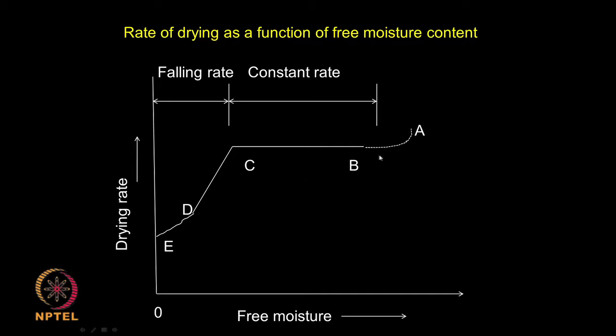Initially you have plenty of water on the surface, so water is evaporating fast, that is why you have constant drying rate. But once that has depleted, water that is present inside the solid inside the capillaries has to come out or diffuse out to the surface and then dry, and that is called the falling rate. Okay. And finally, you reach the equilibrium moisture content. Okay. Beyond that you cannot dry the material further. Okay. This is how it looks like.